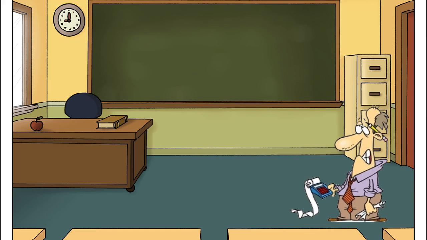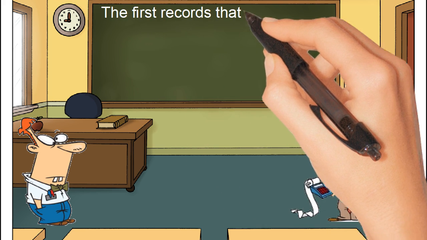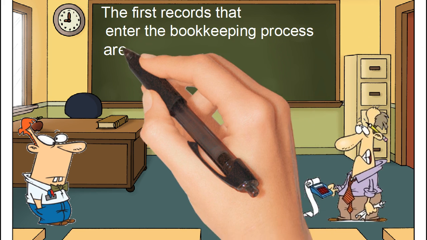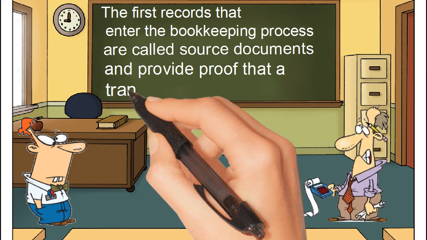Mr. Nerd, you are asking good questions. Continue. What records are needed to do proper bookkeeping? The first records that enter the bookkeeping process are called source documents and provide proof that a transaction has occurred.